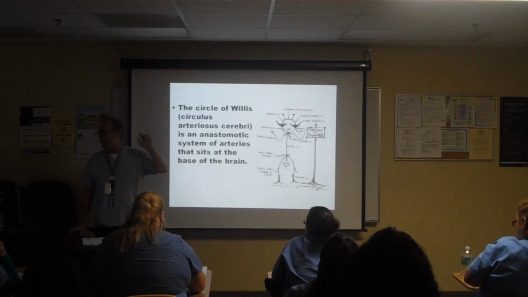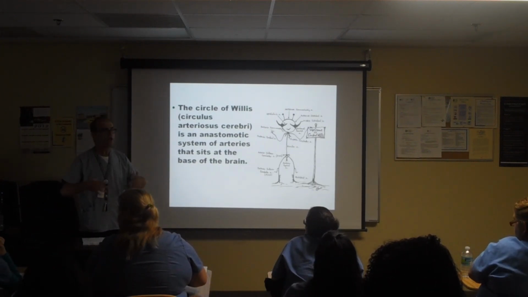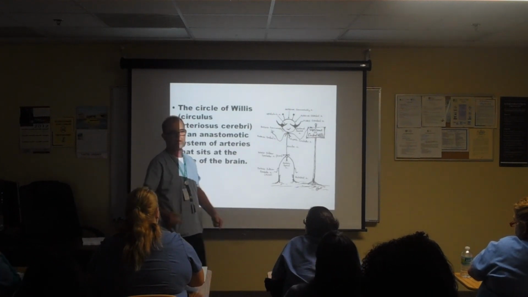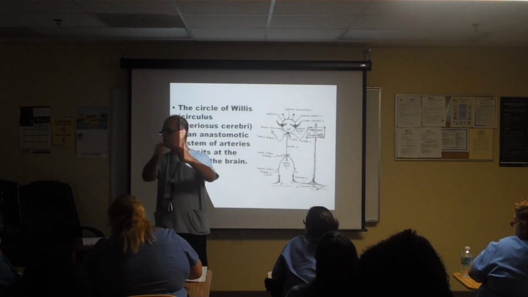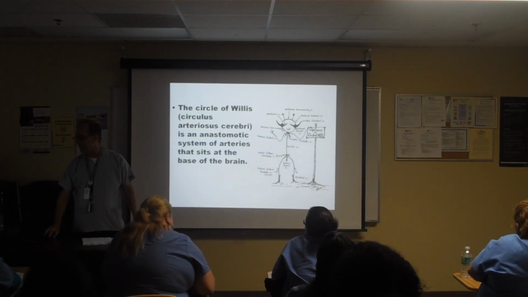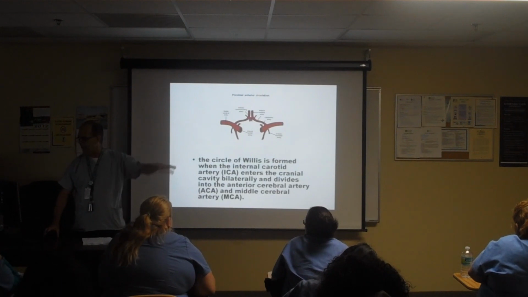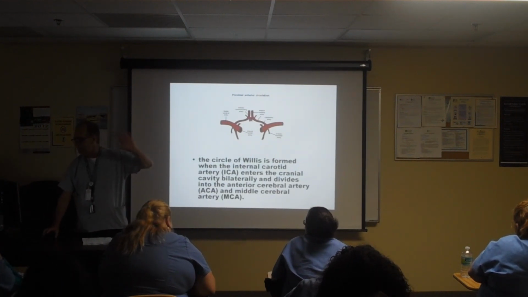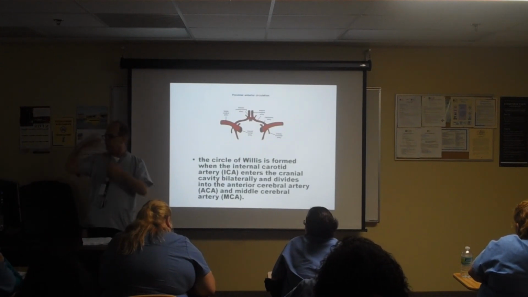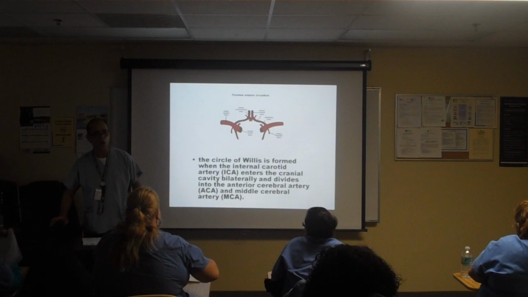The circle of Willis, circulus arteriosus cerebri, is anastomotic. What is anastomosis? Everybody knows. It's the communication between two arteries at the base of the brain. The circle of Willis is formed when the internal carotid artery enters the cranial cavity, bilaterally, and divides into anterior, posterior, and so on. Not too important for us.